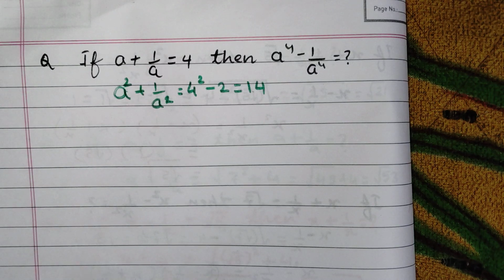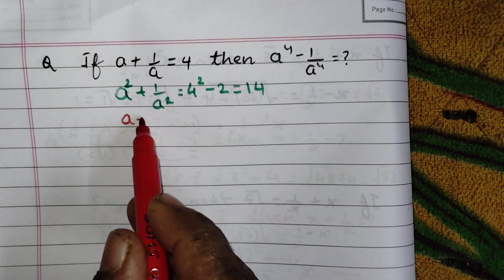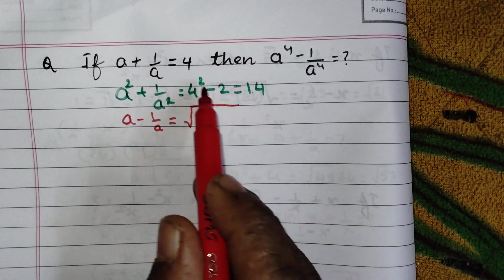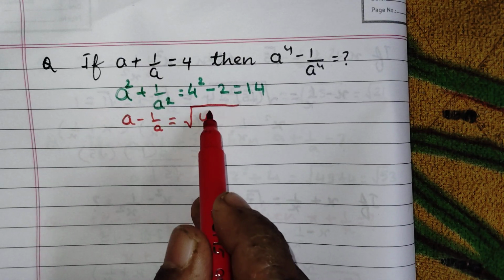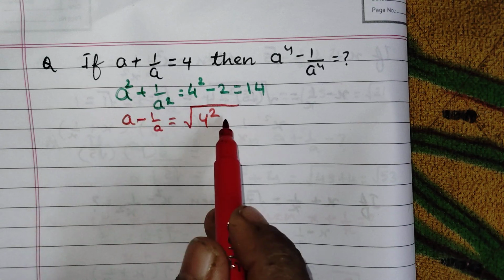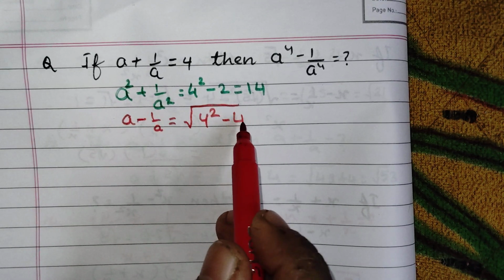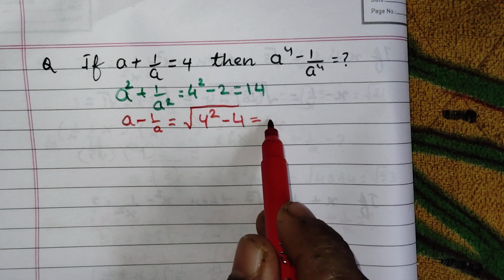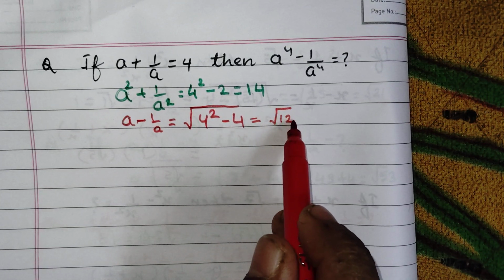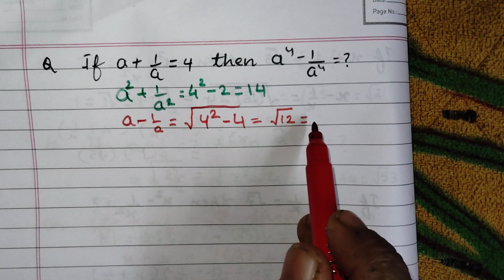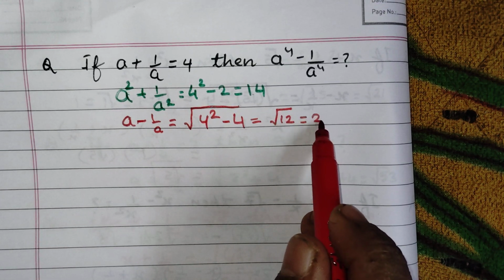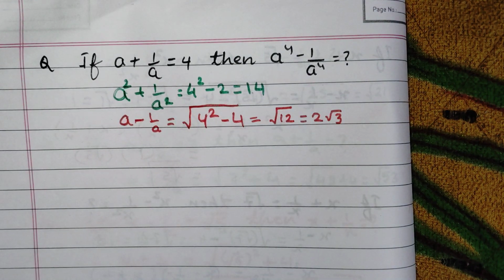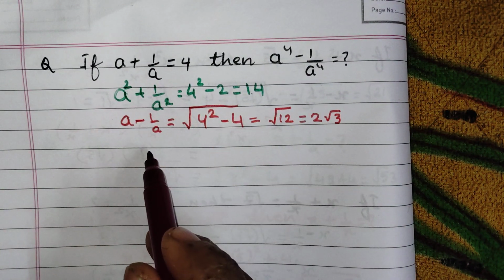Next, we find a minus 1 upon a. Its identity is square root of this number squared, 4 square. Since there is a minus, we write minus 4. This is the identity. So 4 square is 16, 16 minus 4 is 12. Square root 12 can be written as square root 4 into 3, square root 4 is 2, so it becomes 2 root 3.